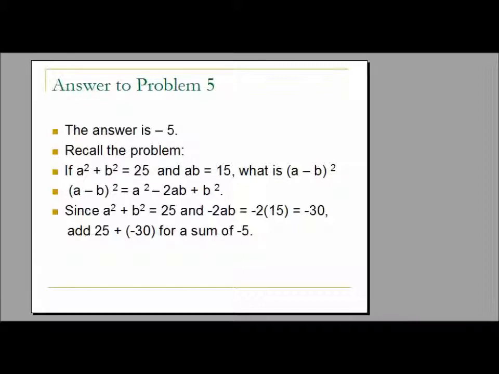(A minus b) quantity squared equals a squared minus 2ab plus b squared. Since a squared plus b squared equals 25 and negative 2ab equals negative 2 times 15, which equals negative 30, add 25 plus negative 30 for a sum of negative 5.